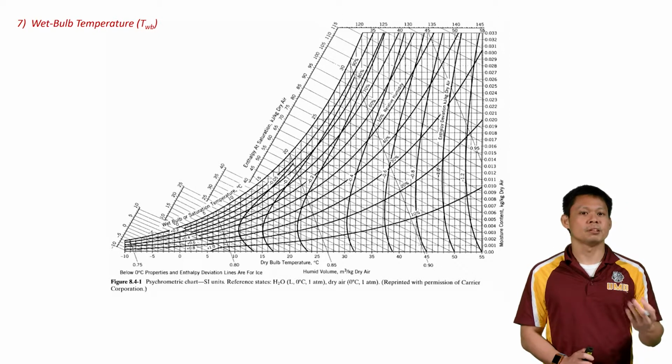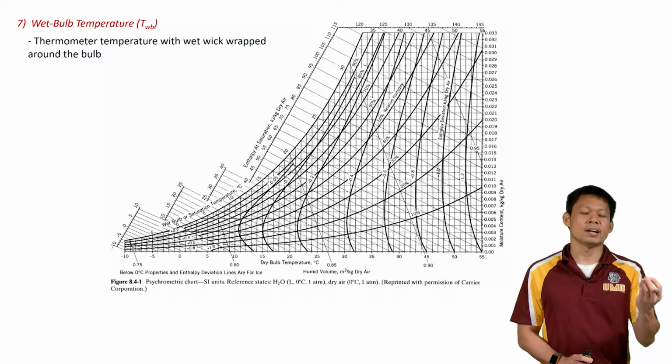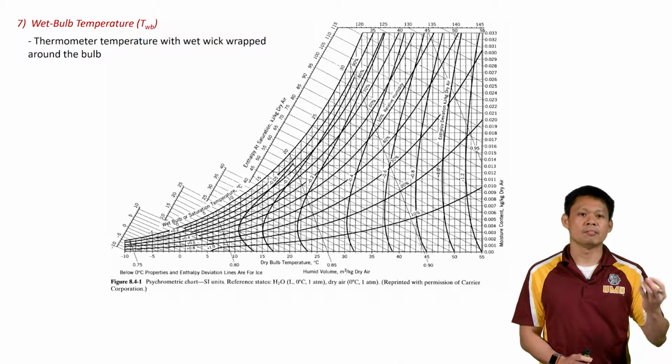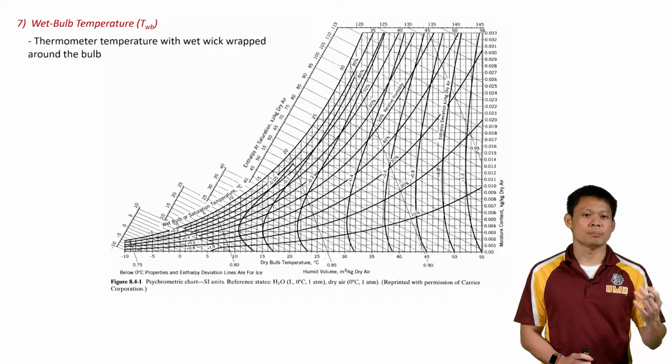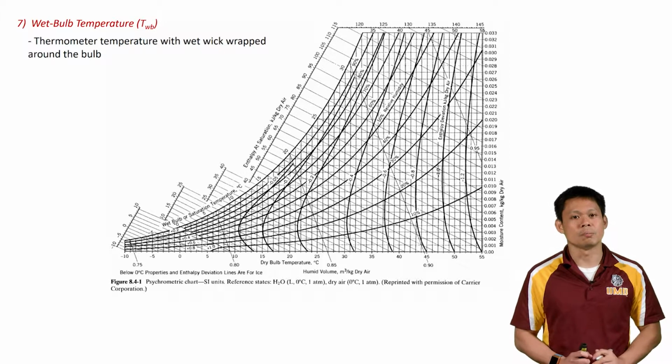Think about wrapping a thermometer, or the bulb of the thermometer, with a wet wick. Because the wick is now wet, there's going to be evaporation going on, and the evaporation is going to cool the temperature down, which means your wet bulb temperature is going to be lower than your dry bulb temperature.